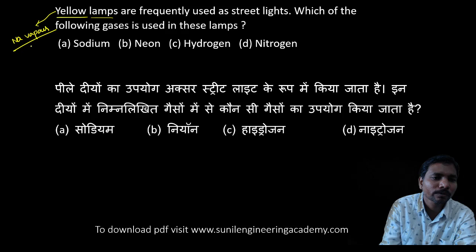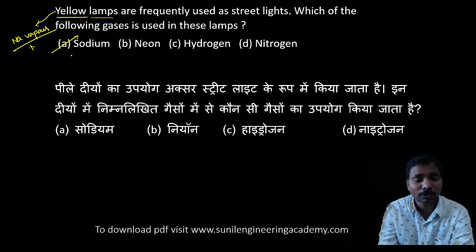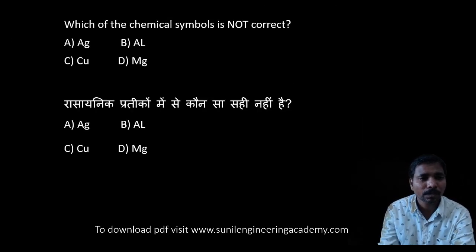Sodium vapor gives yellow lamps. So the answer is option E. Coming to the next question. Which of the following chemical symbols is not correct?